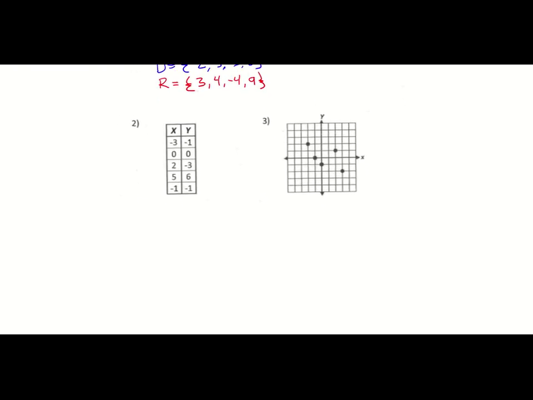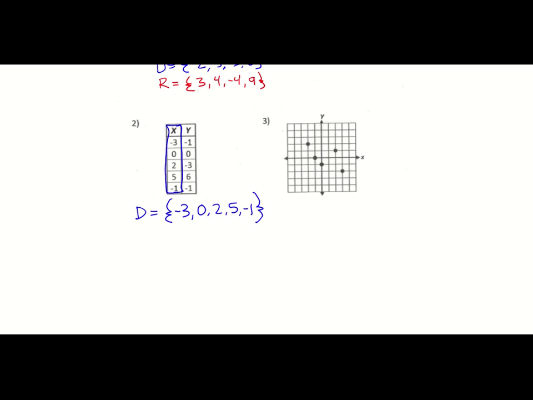Here, we have a very similar problem. Our information is just given to us in a different form. It's in a table. So for number 2, if I'm looking for my domain, again, all I'm writing down are my x values. So I'm just going to write down all these points in my domain. I have -3, 0, 2, 5, and -1. Those are my domain points.